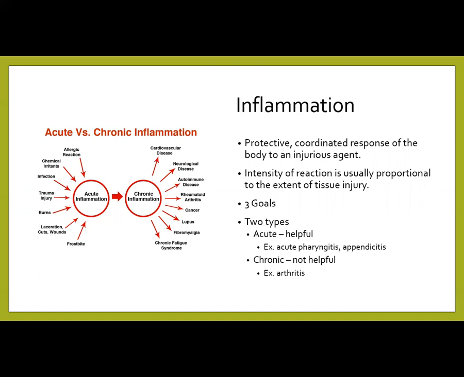You have two types. Acute, which is very helpful. That's things like appendicitis or acute pharyngitis. Those are things where the inflammation helps fight whatever agent is coming in and attacking. And then you have chronic, which is not helpful. That means it's like a constant inflammatory state. Those are things like arthritis.